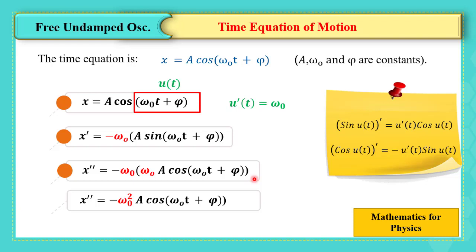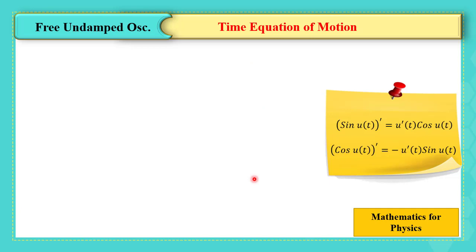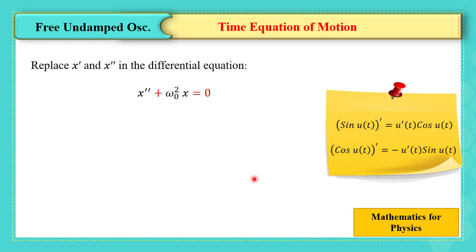The second step now is to replace x and x double prime in the differential equation. So x double prime plus omega 0 squared x equals 0. X double prime is minus a omega 0 squared cosine omega 0 t plus phi, plus omega 0 squared, it is the same, then a cosine omega 0 t plus phi, it's the function x, equals 0.